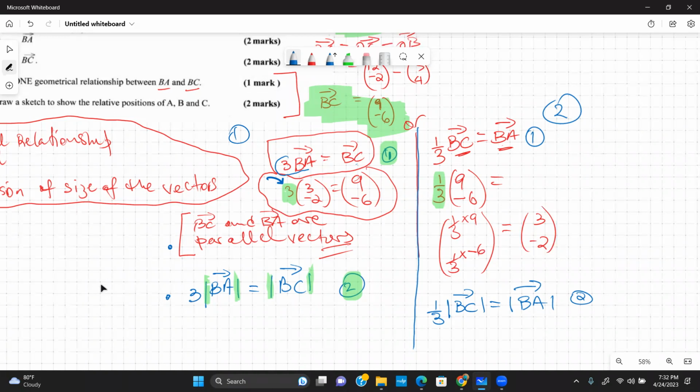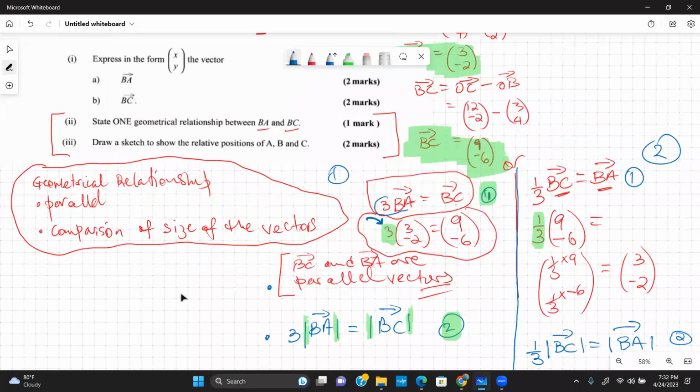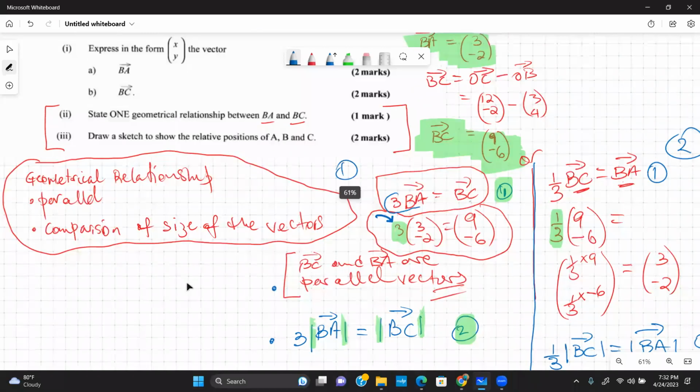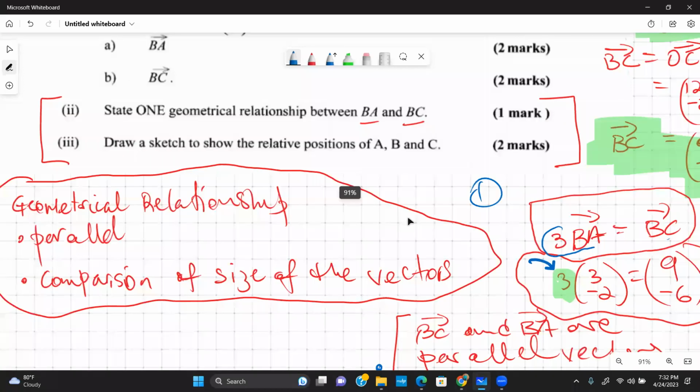All right, let us look at the last piece, please. When they said draw a sketch, this one. And remember to watch over the recording, guys, don't waste it. It says draw a sketch to show the relative position of A, B, and C. This is like they want to know if you know how to plot points.